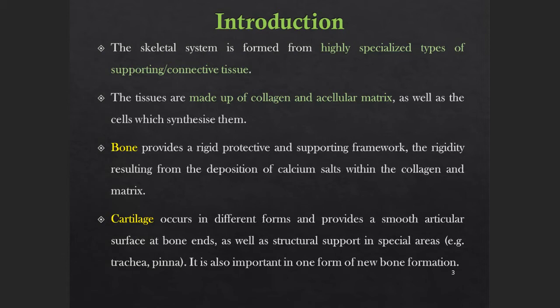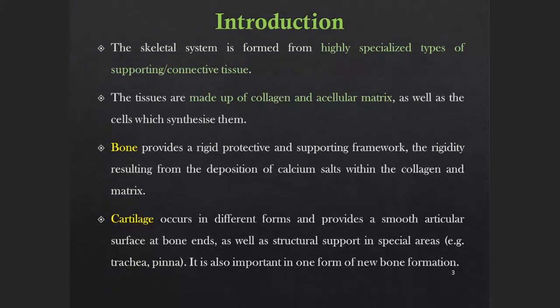One important basic difference between cartilage and bone is that cartilage is semi-rigid and bone is rigid. Now, why is bone rigid and cartilage not so rigid? Because of the deposition of calcium salts. There are certain inorganic minerals involved in bone that make it rigid. So that is the basic difference.